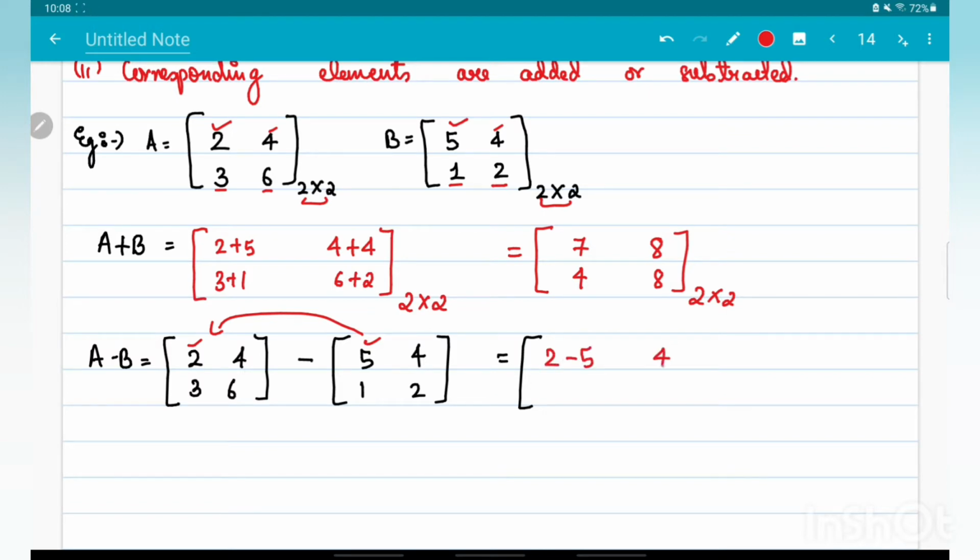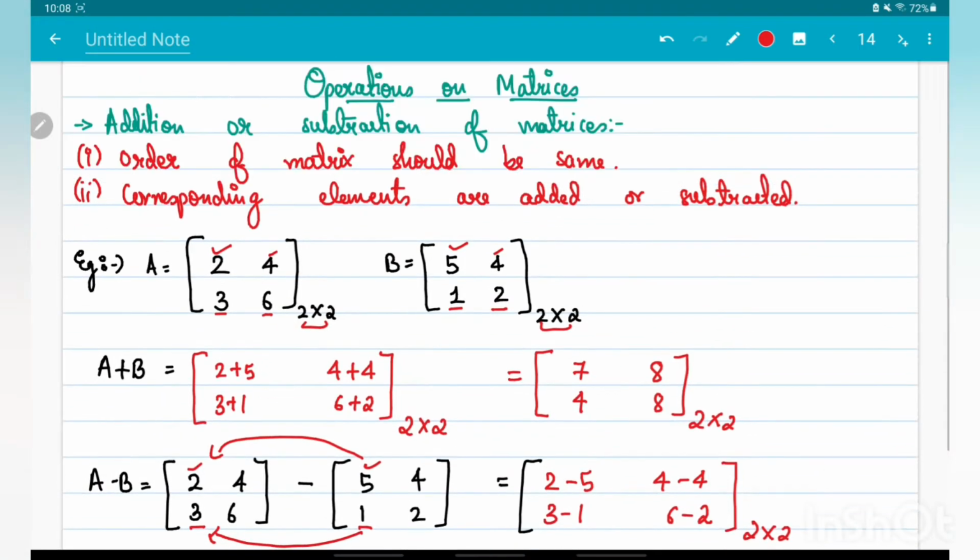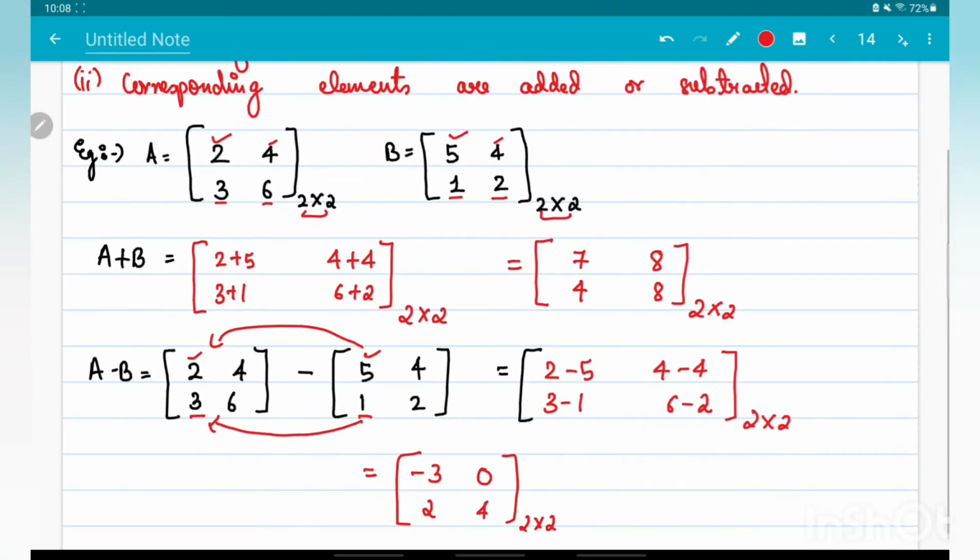Then this becomes 4 minus 4. Then this 3 and 1, we have to find the difference. This 1 will be subtracted from this 3. So this becomes 3 minus 1. And here comes 6 minus 2. And this matrix will also be of the order 2 by 2. So the final result will be minus 3, 0, 2, 4. As you can see, this matrix is also of the order 2 by 2. So that is how we do the addition or the subtraction of two matrices.